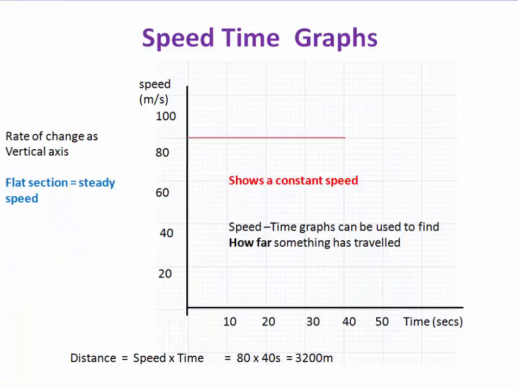Let's just go over some little pieces of that speed time graph. So if we've got a horizontal line that shows a constant speed, we can use speed time graphs to find how far we've traveled, or how far something has traveled. And the distance is speed times time. So in this case, this speed is a constant 80 meters per second for 40 seconds. So remember that speed is per second, which is s to the minus 1.